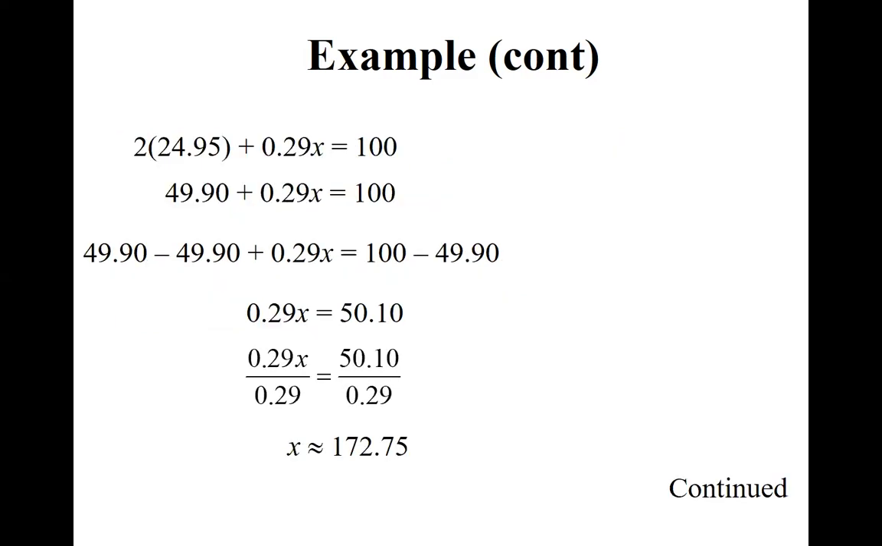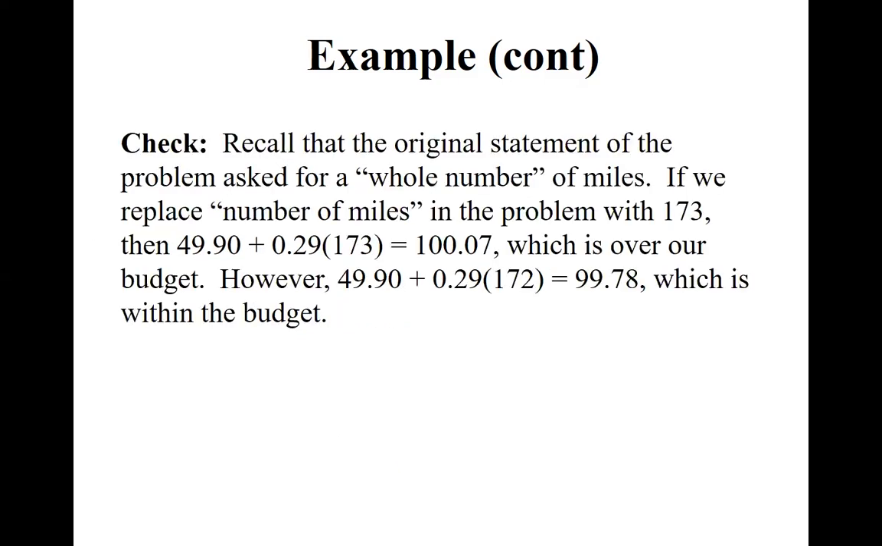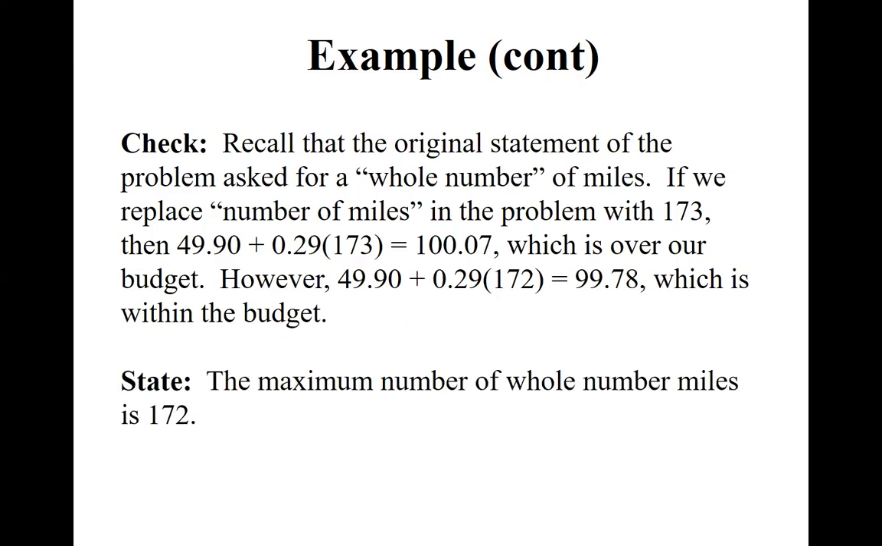And we could have just looked at that answer. If we can drive 172.75 and not anything more than that, then we can't drive 173. The absolute maximum is 172.75. So the maximum number of whole miles we could use is 172. And that is why our answer is 172, not 173. We don't just automatically round. We have to consider the situation in the problem.